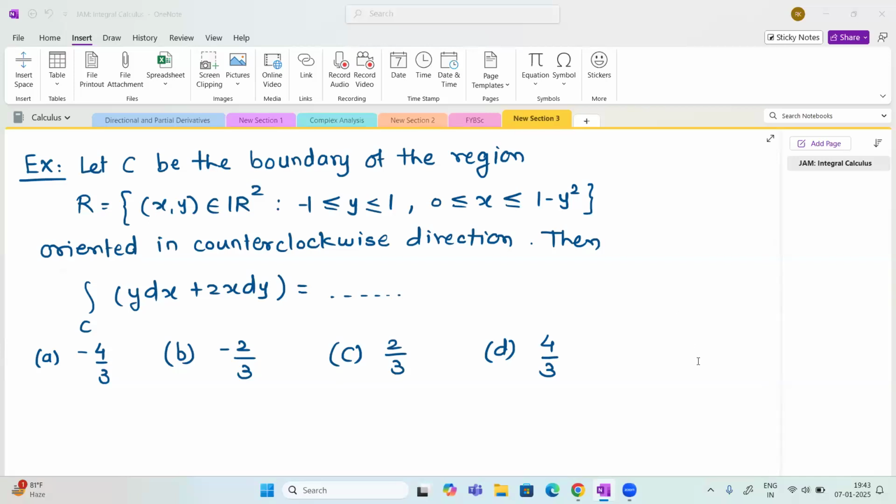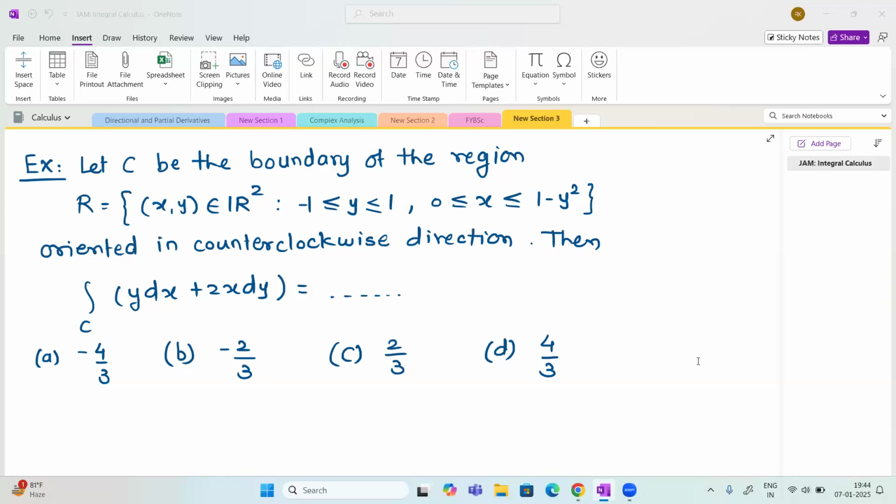It's a mixed concept of vector calculus and integral. Actually, I don't remember the theorem's name. But it says y dx plus 2x dy can be represented as y i cap plus 2x j cap dot dx i cap plus dy j cap. And then we can convert it into a double integral. So which theorem exactly did we use to convert this problem into a double integral?